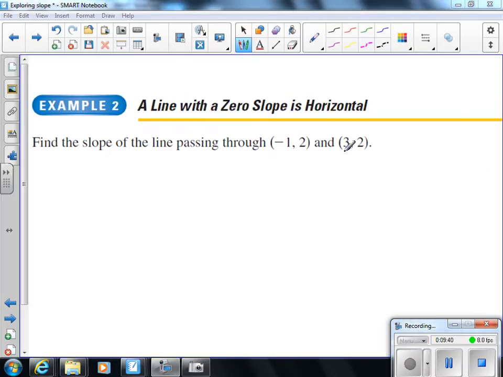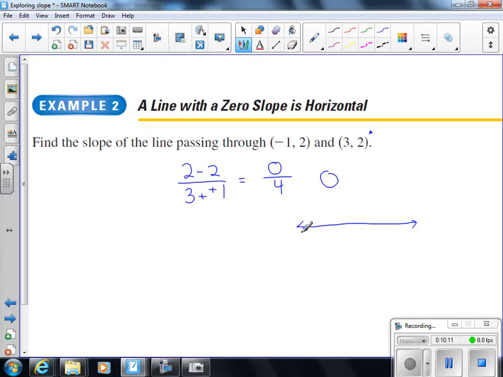All right, let's try this one. Change in y over change in x. Which ones are my y's? All right, so we're going to 2 minus 2 over the change in x. If I start here, I'm going to go 2 minus 2, then I have to have 3 minus a -1. I get 0 over 4. What is 0 over 4? 0. Now, what did you know? Look back at your notes. What about the slope of a line that has a slope of 0? It's a horizontal line. Remember, that's important. It is a horizontal line. A line with 0 slope is horizontal.